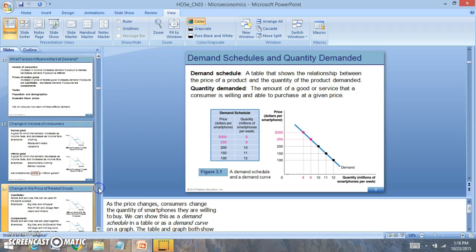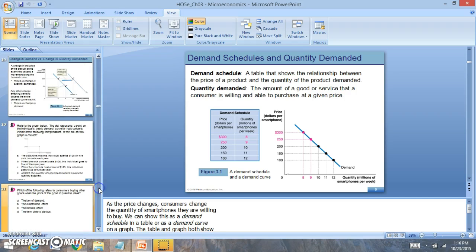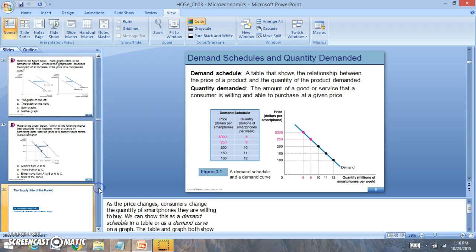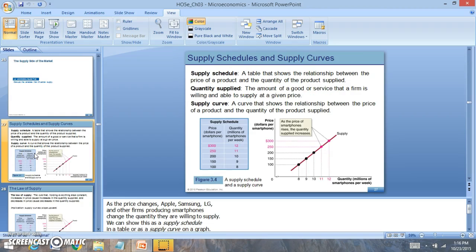When we look at supply, you'll notice that supply is dealing with sellers. We'll get to the supply curve here. And here's what the supply curve is going to look like. You'll notice the supply curve is upward sloping, as sellers are more willing to sell products at a higher price than they are at the lower price. So sellers are willing to supply more, and willing to supply more is called quantity supplied.